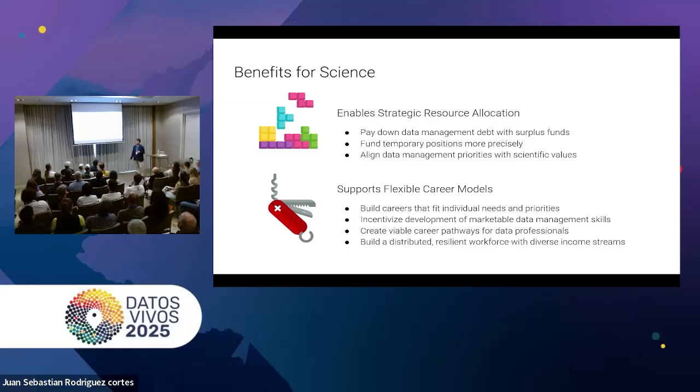You can also do things like, if you have a postdoc position, you could carve off some portion of those funds for the data management activities, thereby allowing you to focus on the scientific expertise of the postdoc rather than finding some unicorn that's amazing at both, right? And then finally, too, you can align your data management priorities with your scientific values and also your cultural values of your lab and your institution.